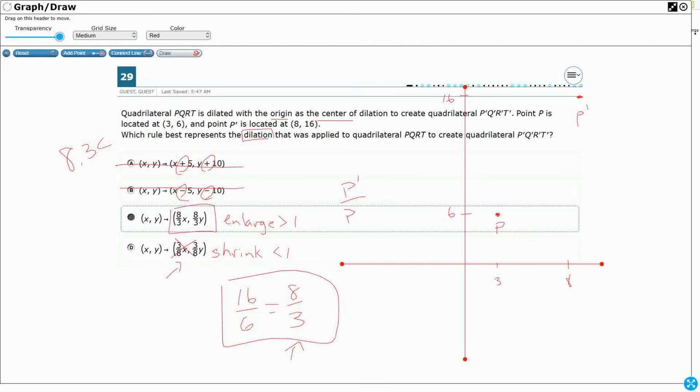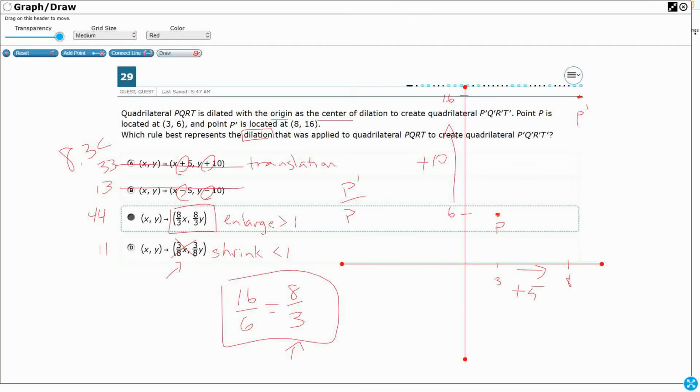So our answer there is C, but we only had 44% of our students choose this. We had 33% of our students choose A. That's the most chosen incorrect answer. And as you can see here, look what we did. Plus 5 on the X, plus 10 on the Y. They thought it was a translation.